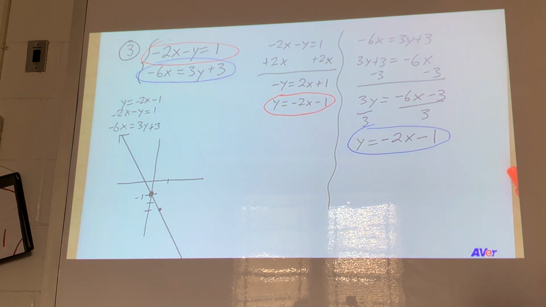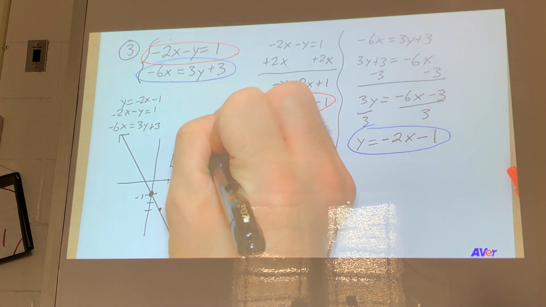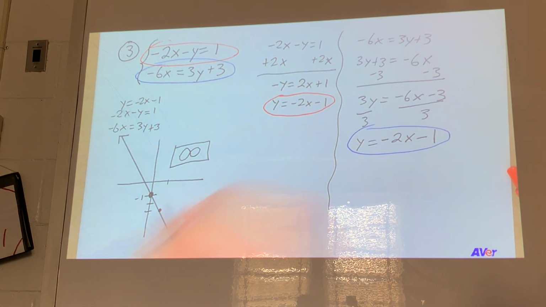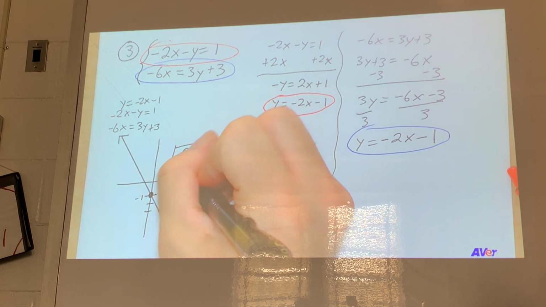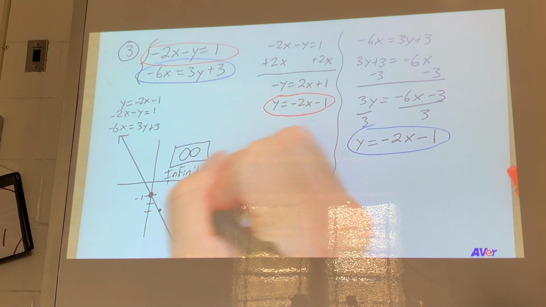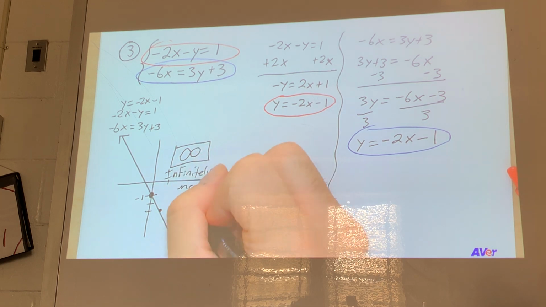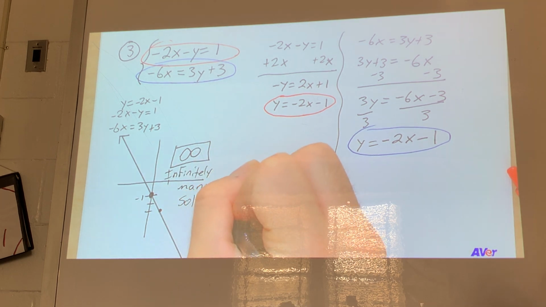All right. Now, have I answered the question? No. What is the answer to my question? Infinity. Infinite. So we write an infinity symbol. That's our answer. Now, this means infinitely many. Can anyone explain to me the difference between infinite and infinitely many solutions? Amaka? Very good explanation.